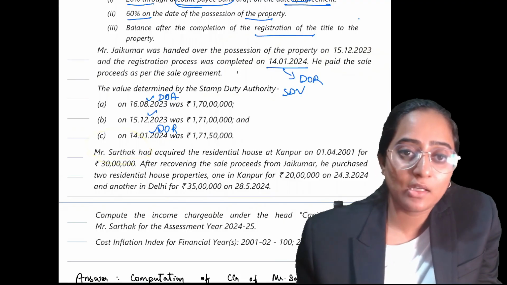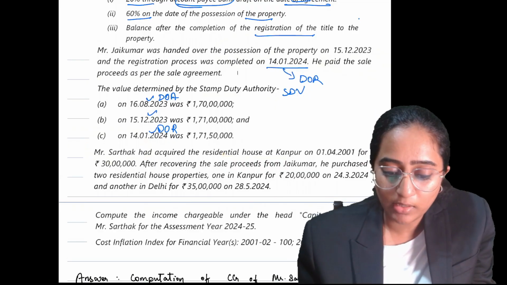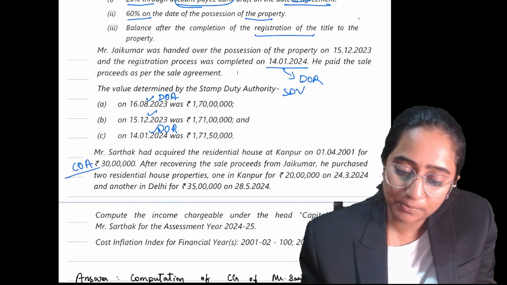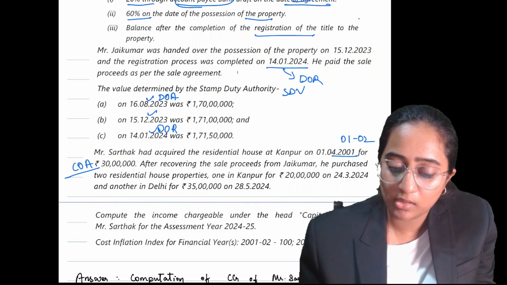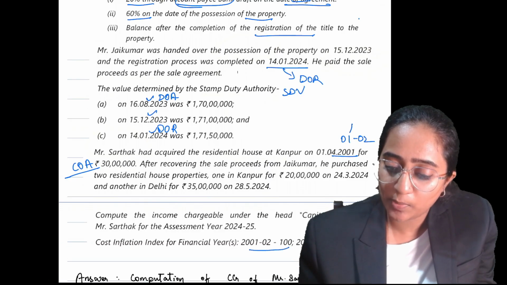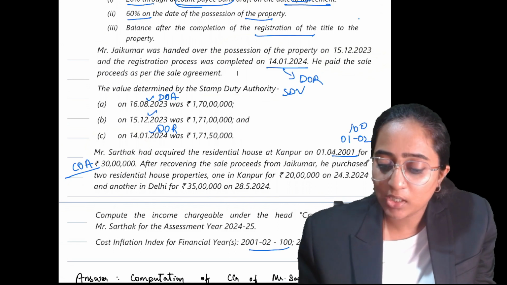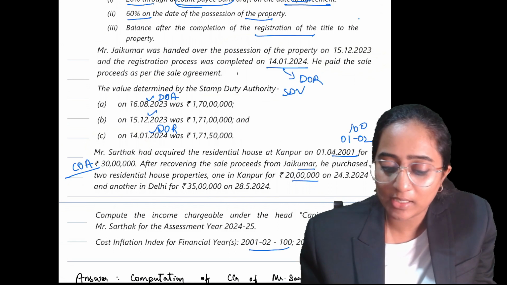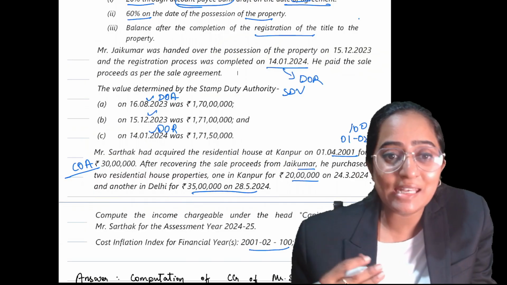This fellow, Mr. Sarthak, had acquired the residential house at Kanpur on 1/4/2001 for 30 lakhs. So this becomes your cost of acquisition on this date. That is, in year 2001-02, this fellow has acquired. So CII for this point is going to be 100. In the year of sale, it is going to be 348. After receiving the sale proceeds from Jaikumar, he purchased two residential houses, one in Kanpur for 20 lakh, and another one in Delhi for 35 lakh. Both are in India only.